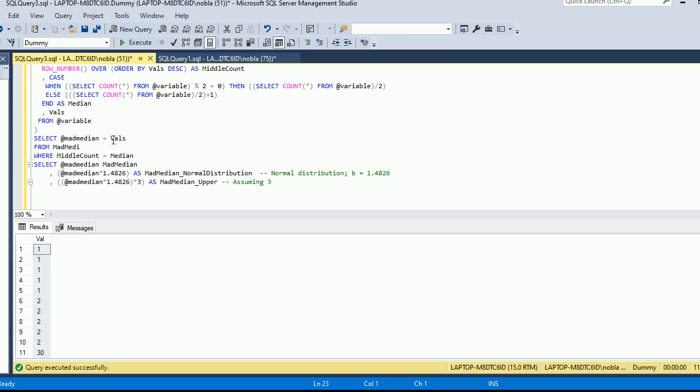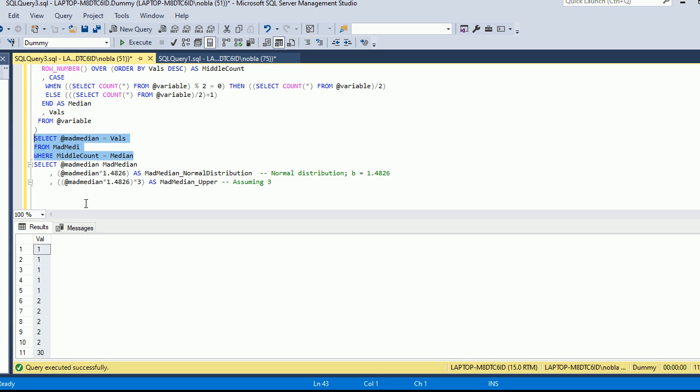We get this median value here, and we're setting it to what I call the MAD median. This is the median absolute deviation, if you would. That's what it stands for, median absolute deviation. That's MAD, okay? And I'm setting that equal to the value. So this is where, again, this middle count equals the median. So we're getting that median value, right?